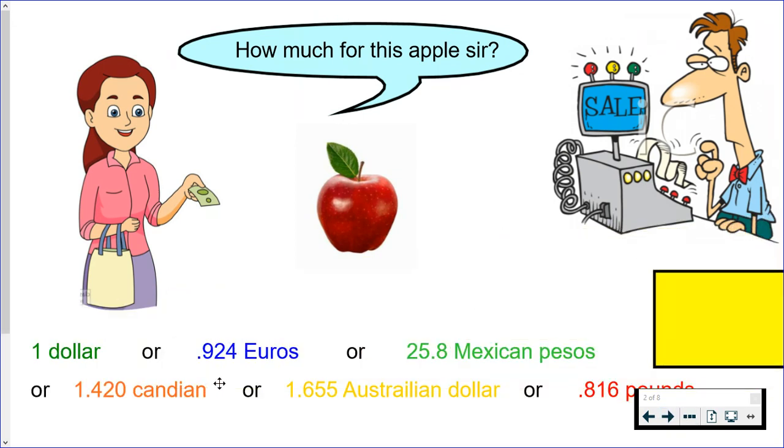If we're in Europe, it's 0.924 euros. If we're in Mexico, it's 25.8 Mexican pesos. If we're in Canada, it's 1.420 Canadian dollars. If we're in Australia, it's 1.655 Australian dollars. And if we're in Britain, it's 0.816 pounds." So we're used to the American dollar. We never really worry about the other currency unless we go out of the country.